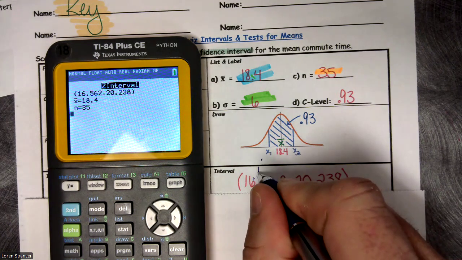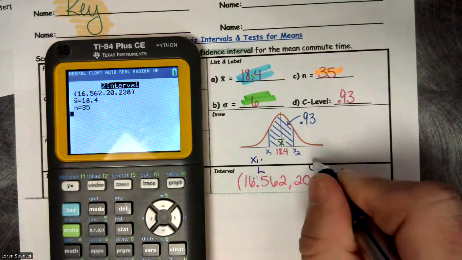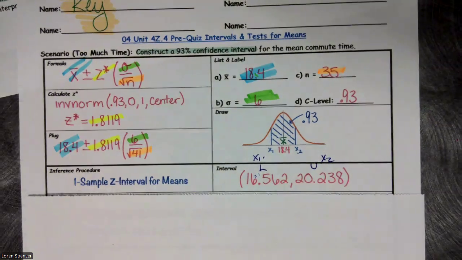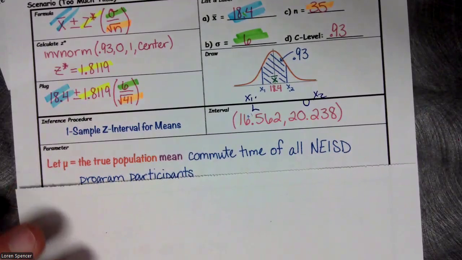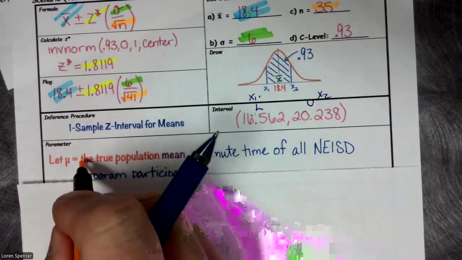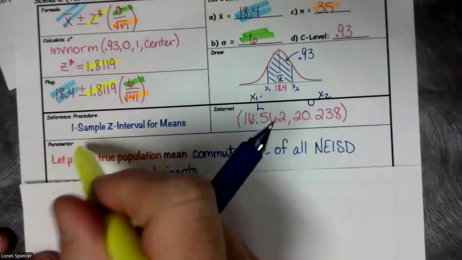Now, please remember, this is my lower bound, and this is my upper bound, or this is x1, and this is x2. The next thing we need to do is define our parameter. Let mu equal the true population mean. This will always be that. This is our sentence stem. We will always have this part right here. I'm going to highlight that in yellow. This will be an always.